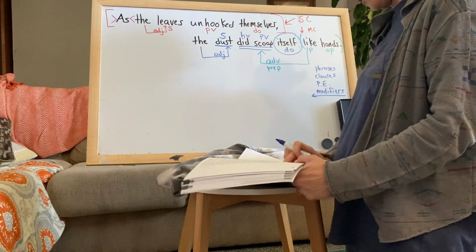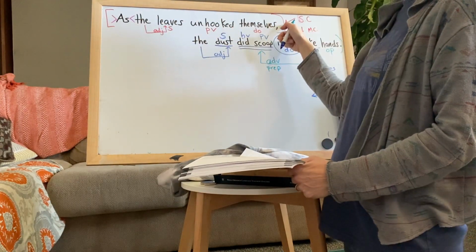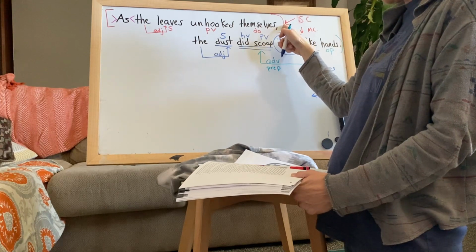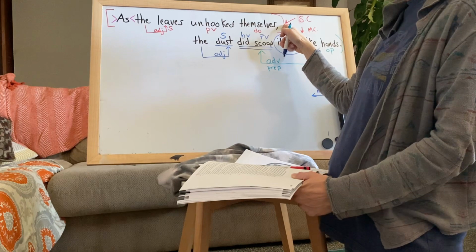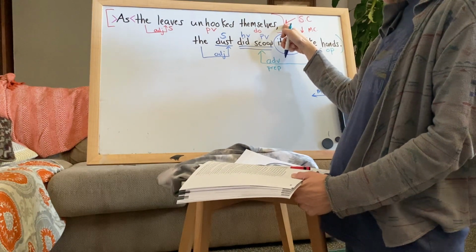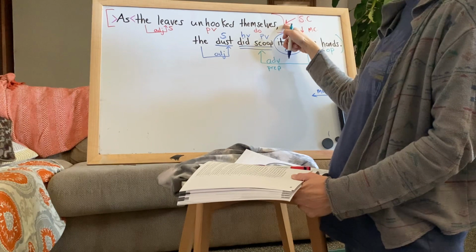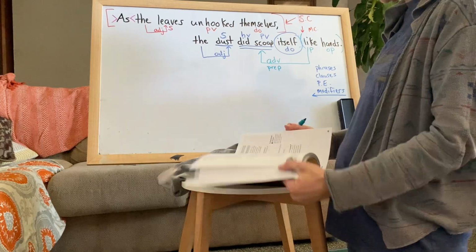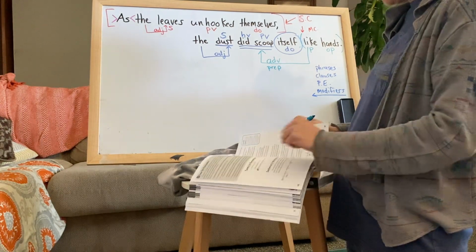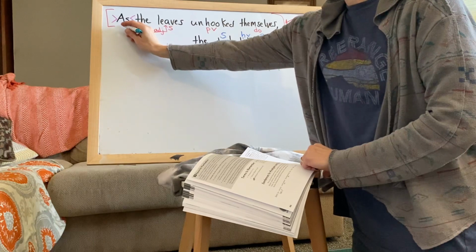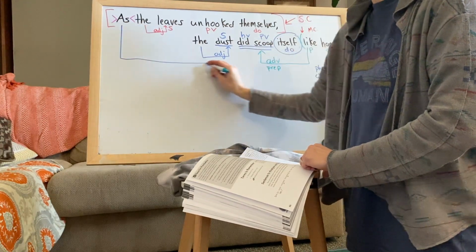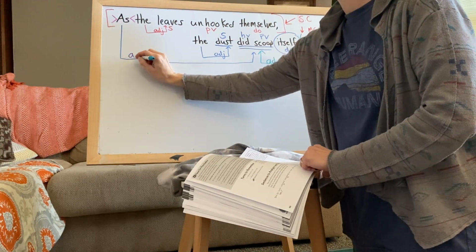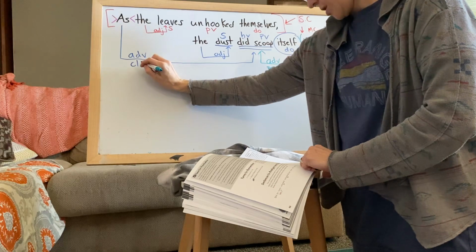As the leaves unhooked themselves, this whole subordinate clause is telling us when the dust did scoop itself. So it is an adverbial element because it modifies a verb. It is an adverbial clause. So remember, you link it to the verb or the subject? The verb. So we draw a line from "as" all the way over to our verb here. And we said this is an adverbial clause.